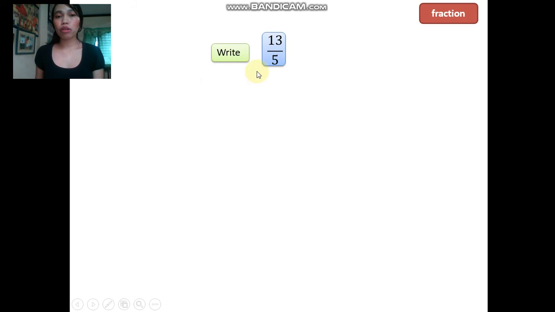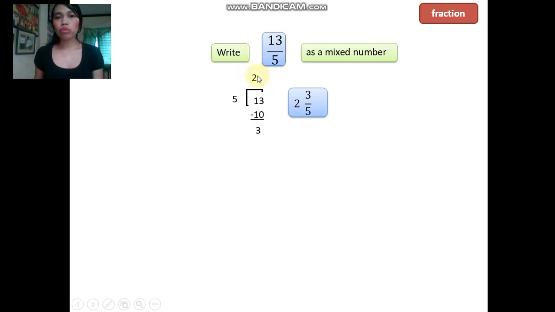We have an example: write 13/5 as a mixed number. So what we're going to do is to divide 13 by 5. 13 divided by 5 is 2. 2 times 5 is 10. So you subtract, and the remainder is 3. We are going to write the quotient 2, which is our whole part, and then copy the remainder, which is the numerator now, and our 5, the divisor, will be our denominator. So 13 over 5 is 2 and 3/5.